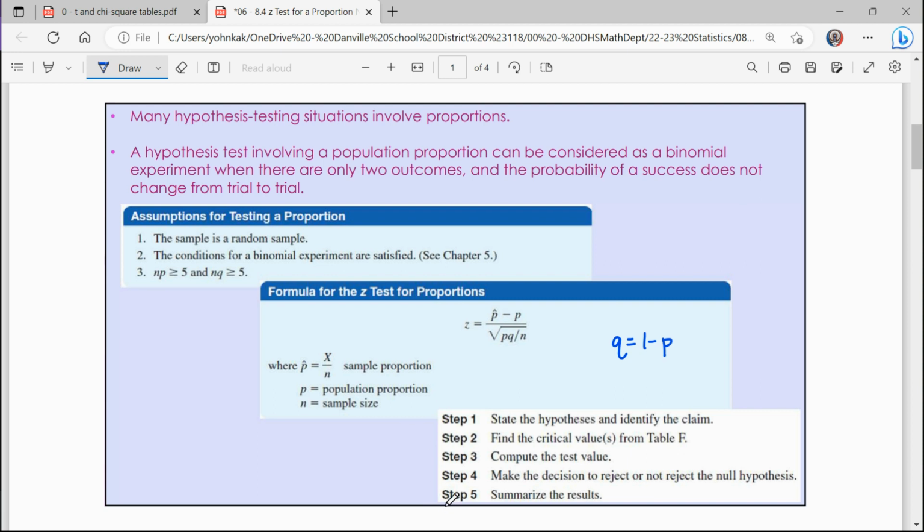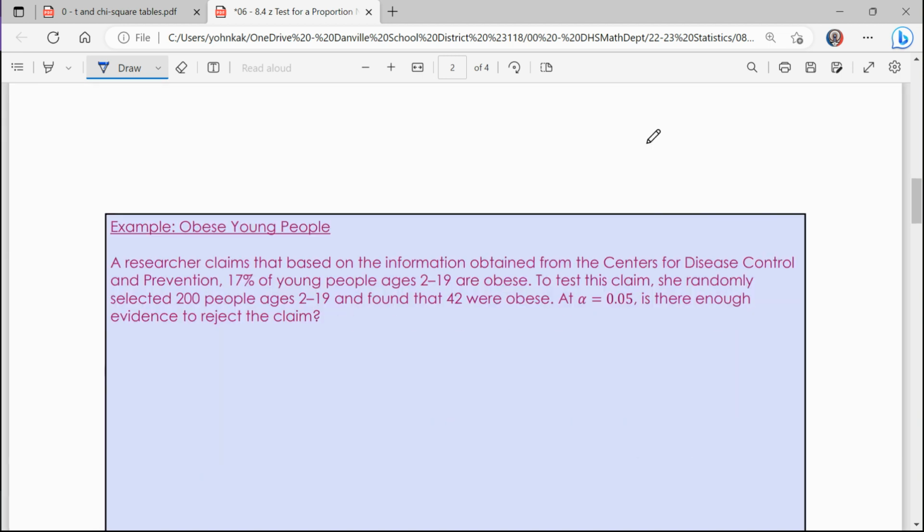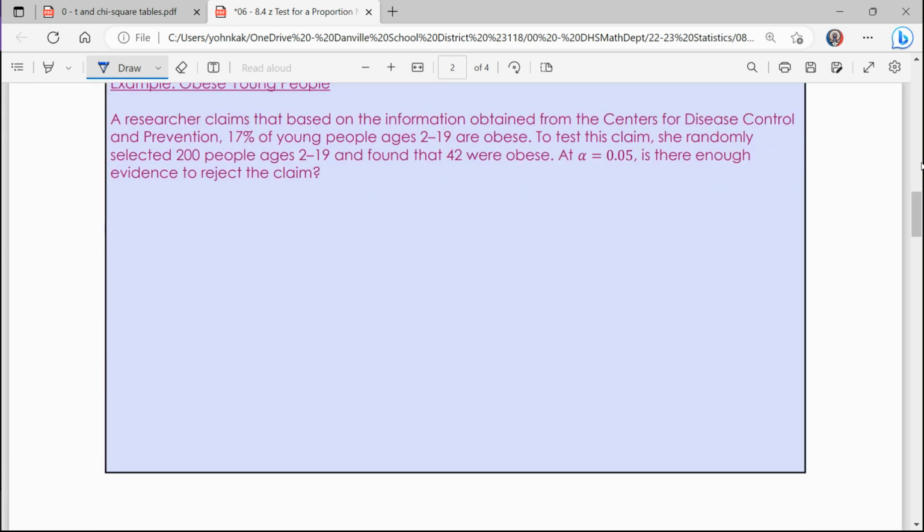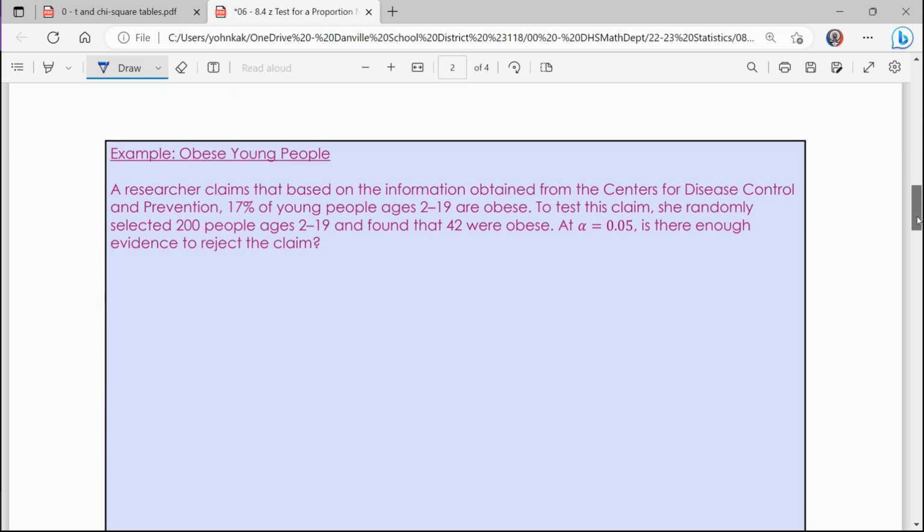We've got our same 5 steps for the hypothesis test listed. So now we're going to be dealing with proportions, otherwise known as percents. So we're going to talk about how 10% of the population does this, or 20% does that, or some other activity. So let's jump right into obese young people.